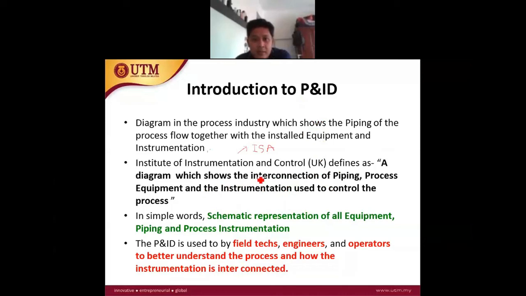So P&ID, according to the definition of the Institute of Instrumentation and Control UK, is a diagram which shows the interconnection of piping, process equipment, and instrumentation used to control the process. Okay. So, in other words, it represents a schematic of all equipment, piping, and process instrumentation. So as an engineer, we use P&ID to understand the process and how the instrumentation is wired. It gives us a clear understanding of how all the equipment are connected together and whether they are independent or interdependent in some process.